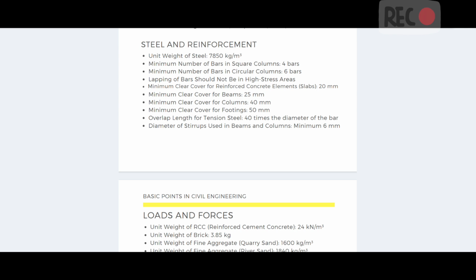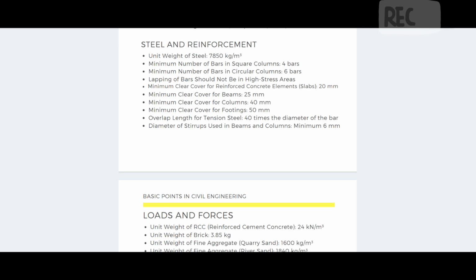Minimum clear cover of the columns 40 mm. Minimum clear cover of the footings 50 mm. Overlap length of the tension steel 40 times the dia of the bar. Diameter of the stirrups used in the beams and the columns should be minimum 6 mm.